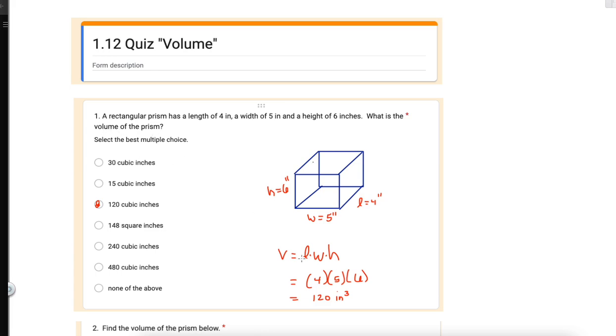What is the volume of the prism? There we go. Just multiply 4, 5, and 6 together, and that's it.